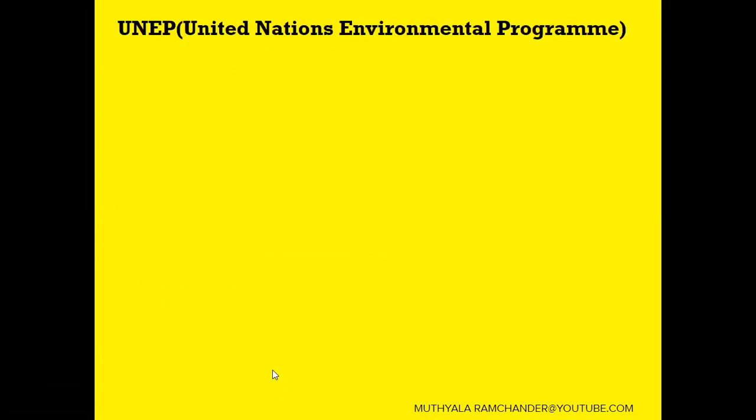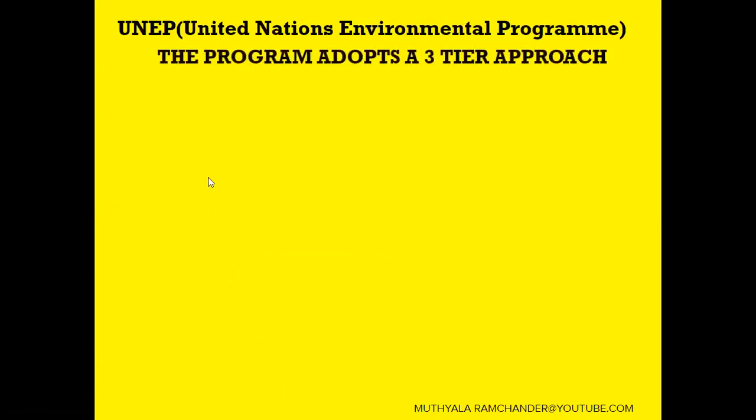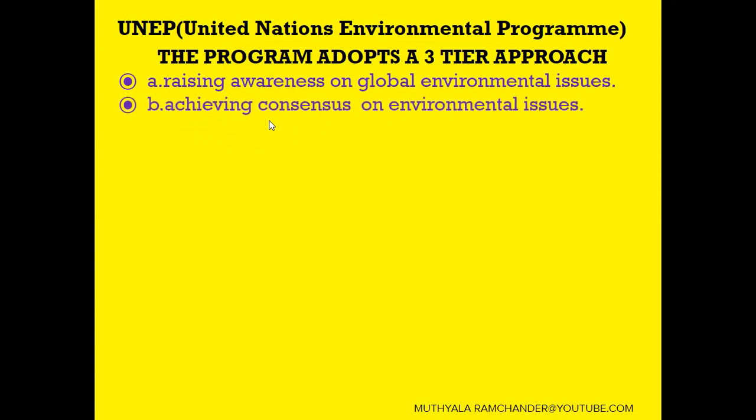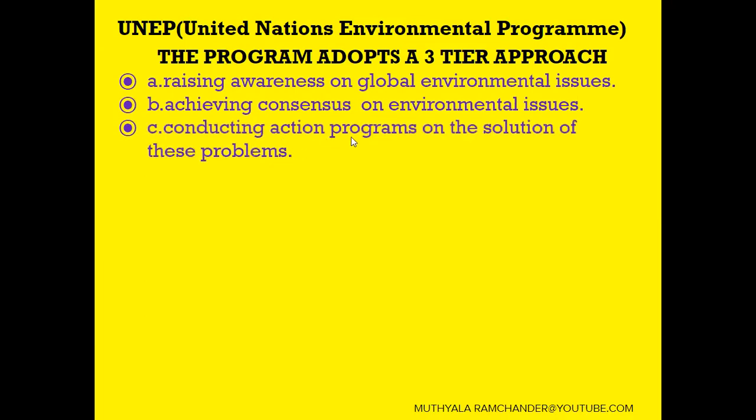The UNEP program adopts a 3-tier approach. The first tier is raising awareness on global environmental issues. The second is achieving consensus on environmental issues. And the third is conducting action programs on the solution of these problems.